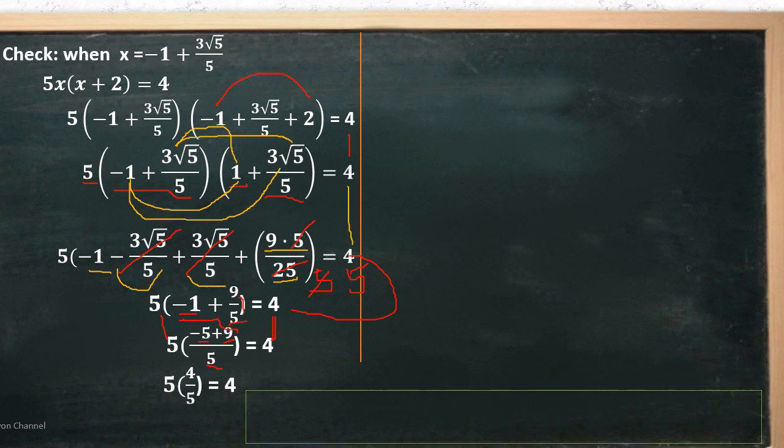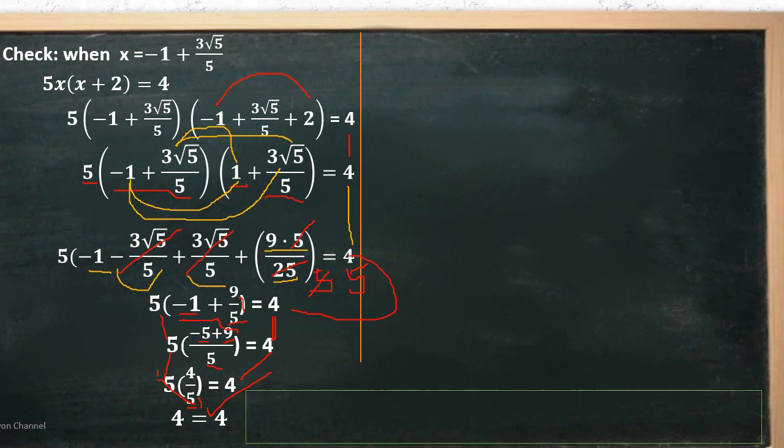Then just bring down 5 in the denominator, as well as 4 from the right side of the equation. Multiply 5 times 4 over 5. The answer is 4 because you can cancel out 5 and 5. So if you have observed, we now have a balanced equation: 4 equals 4 when x is equal to -1 plus 3 square root of 5 over 5.